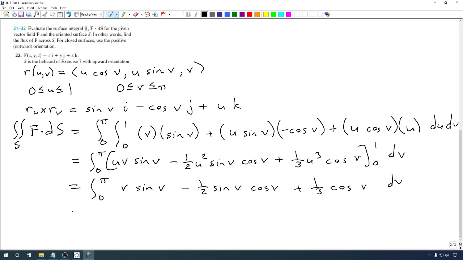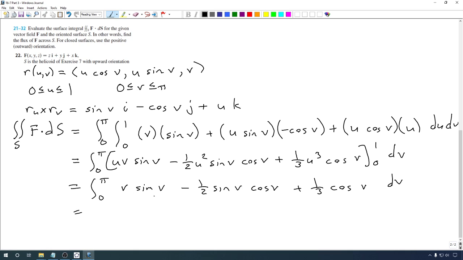Now we got slightly annoying integrals here. The cosine v is not bad, of course. The sine v cosine v, we can actually make use of substitution. I would like something like w equals sine v, whereas then the dw becomes a cosine v. So when we actually do the integration, we'll be integrating 1/2 of w, and so we get a 1/4 w squared. But of course w was the sine v all along.